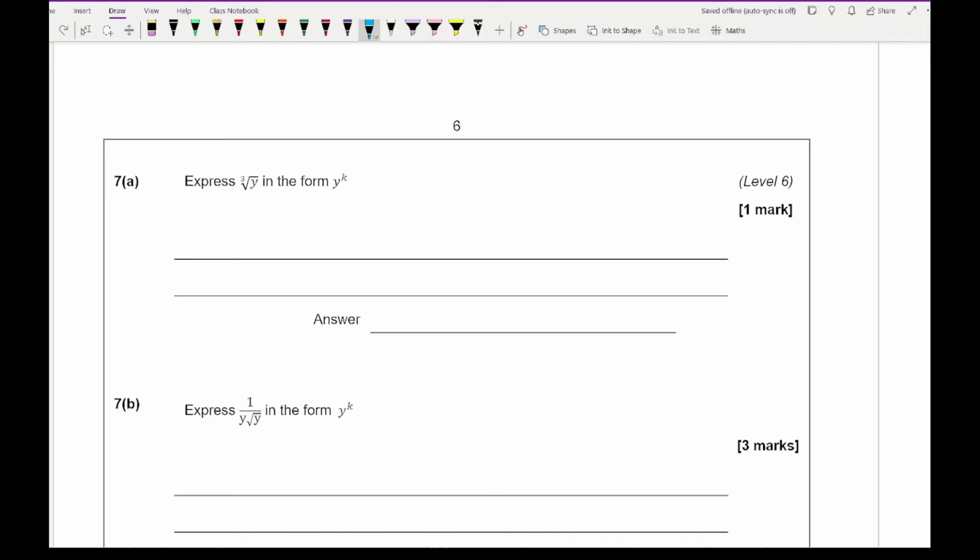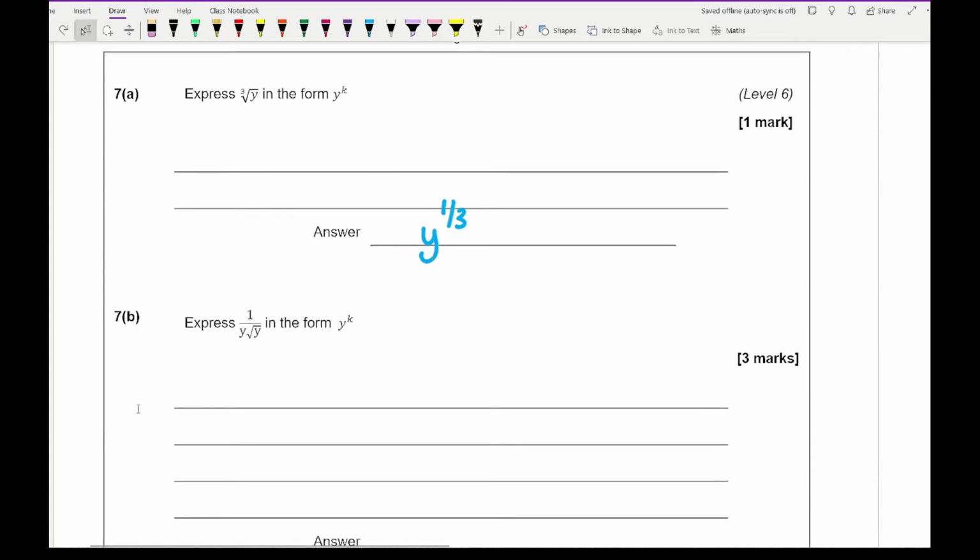Now moving on to question 7, it's asking me to express the cube root of y in the form of y to the power of k. So basically what this is doing is asking me to write this in indices form. So how do I cube root something without actually cube rooting it, in the form of a power? Well, that's going to be writing it as a power of a third.